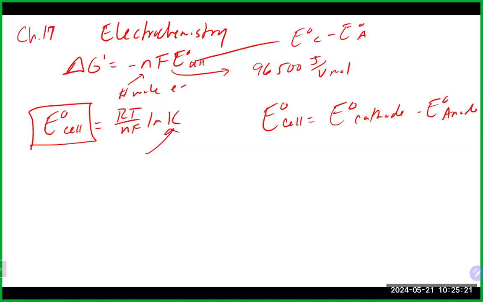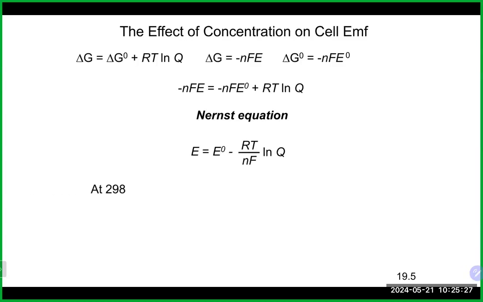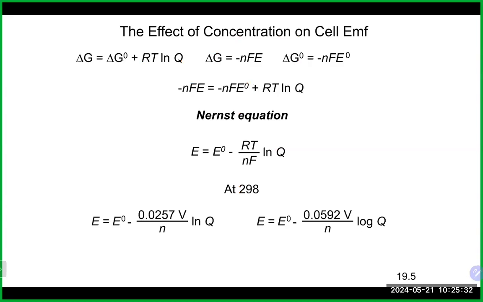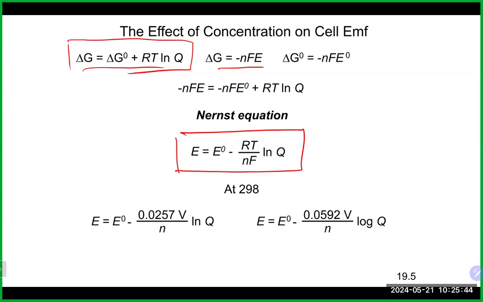All right, then we're going to talk about the effect of concentration on cell voltage, and that is what is sometimes referred to as the Nernst equation. Taking our thermodynamics and equations together with our E of our cell gives us this guy right here, which is the Nernst equation. You can think of this very similar to what we did with this equation here.